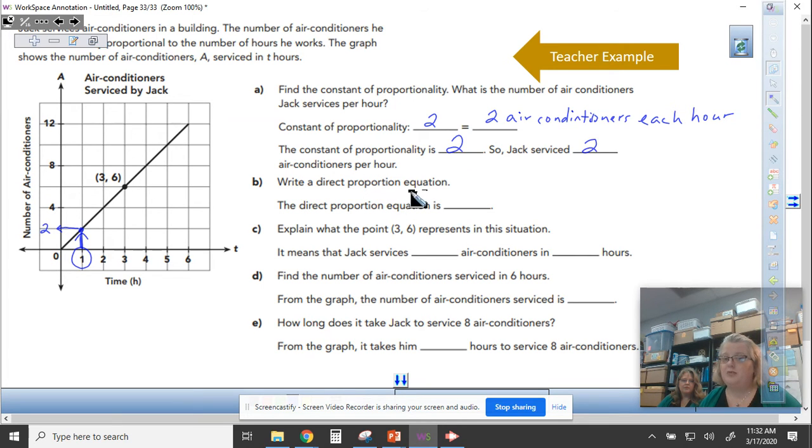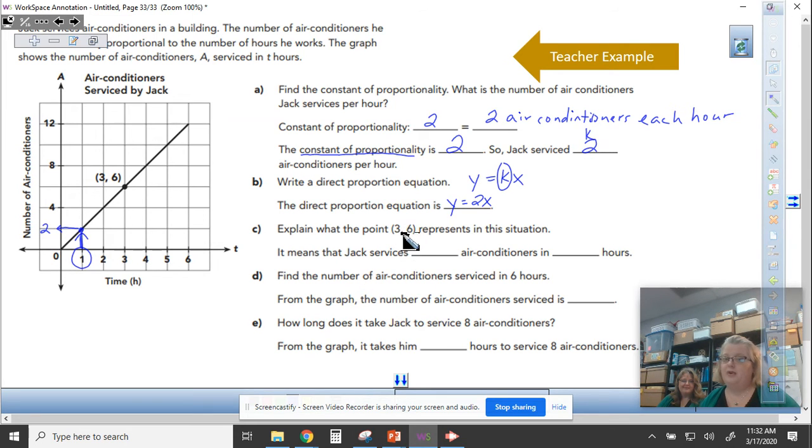It says write a direct proportion equation. The direct proportion equation has to be in the format of y equals kx. Y equals kx. This k is our constant of proportionality. So we would write y equals 2x. This right here is k.